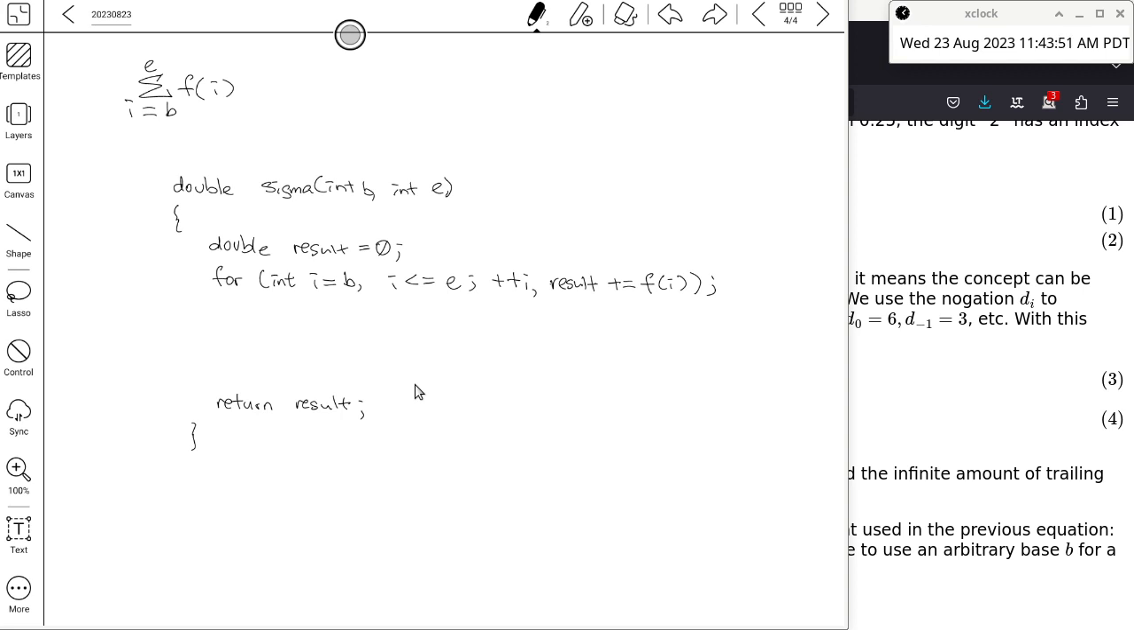But does this help you understand what the sigma notation is about? Okay, great. Okay.